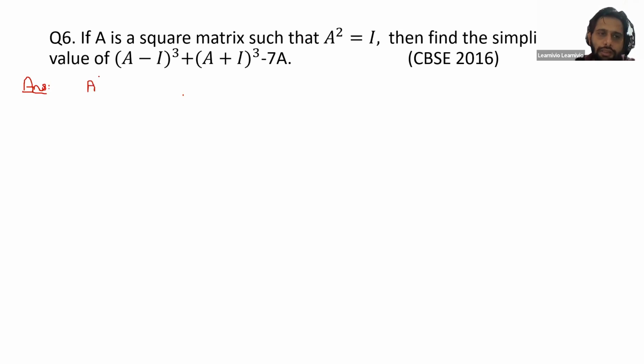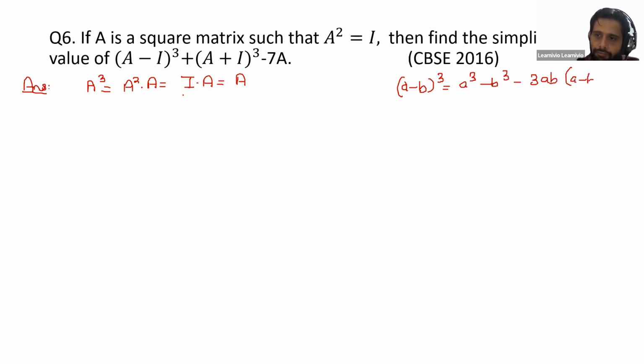Okay, to find the value of A cube, we can write it as A square into A, and we know that A square is I, so we get I into A. Finally, we get A, so A cube is equal to A. I will write all the formulas here. Please use these formulas and tell me the final answer. (A - B)^3 is A cube minus B cube minus 3AB into (A - B). (A + B)^3 is equal to A cube plus B cube plus 3AB into (A + B). Okay, please try this.